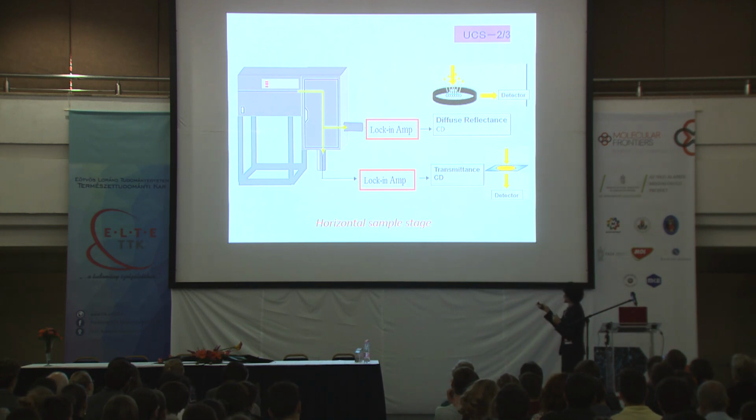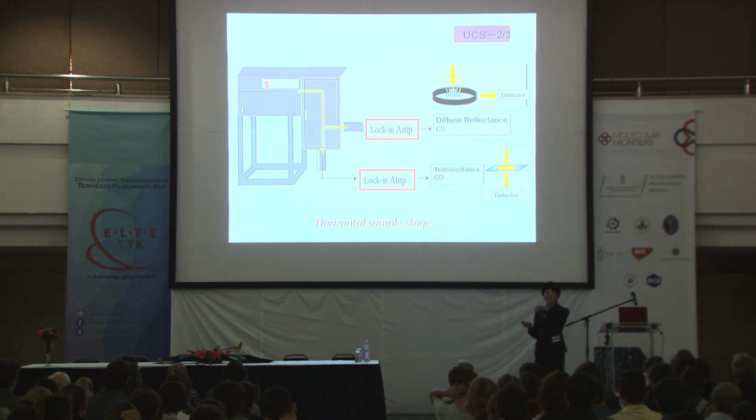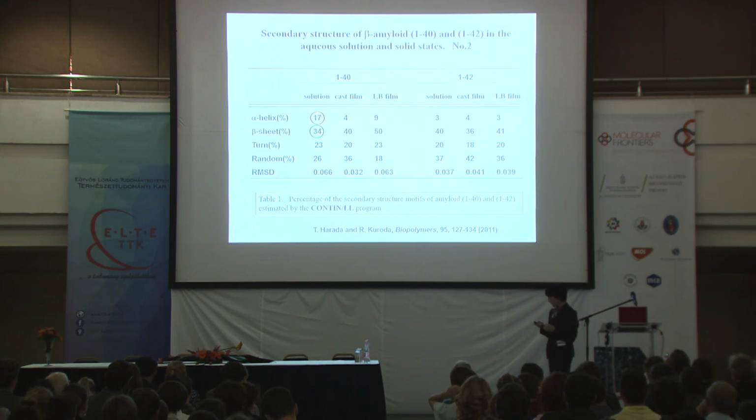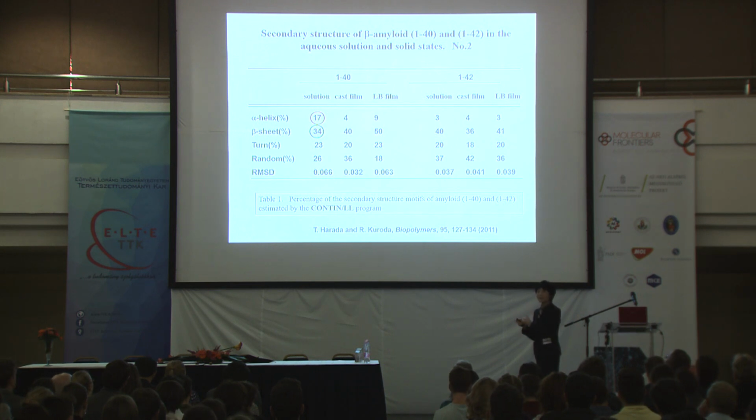So that's one. And another one here is diffuse reflectance CD, so you can just put powders and you can measure CD. That's just to show you the beta. Now this is 140. Right-hand side is 142. In solution state, you have 17% alpha helix and beta sheet. Beta sheet is the one which produces plaques, and ends up in Alzheimer's disease, if it's not lucky. And if it is in the cast film, its alpha helix goes into beta sheet.